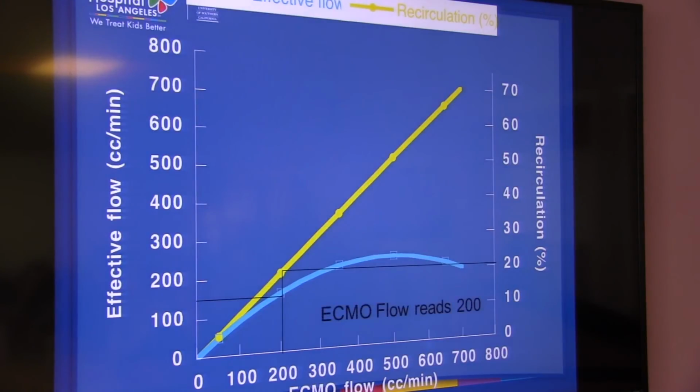As opposed to as you go up, and now you're flowing at 500 on that patient, and you have 50% recirculation, and so now you only have effective flows of 250. So you just are buying more and more hemolysis, right? Because you're flowing and having higher and higher RPMs without any advantage.